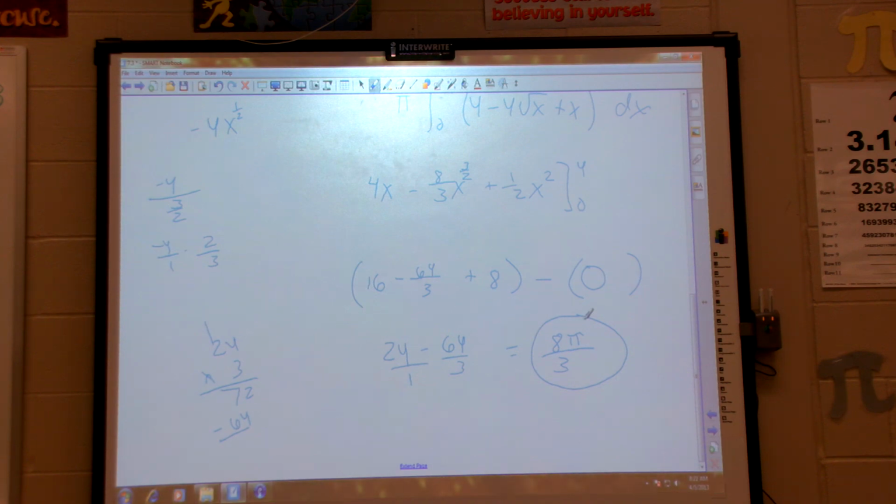I'm thinking the hardest part of these problems should be the setup. The picture and the setup should be what you take the most time on. Yeah? Questions?